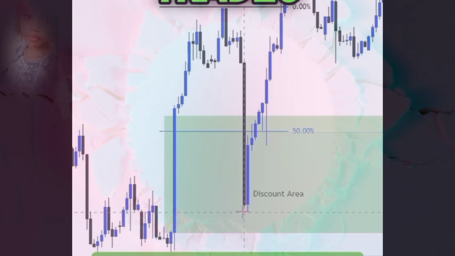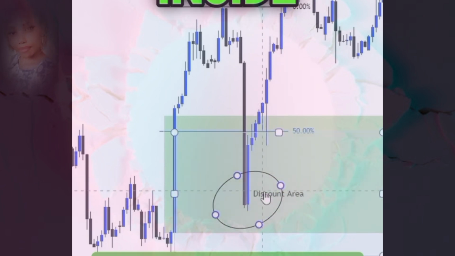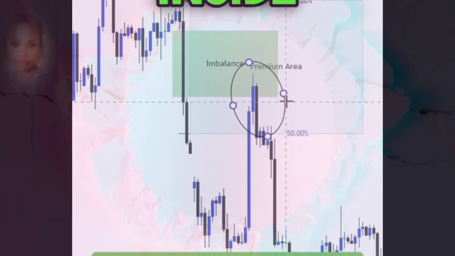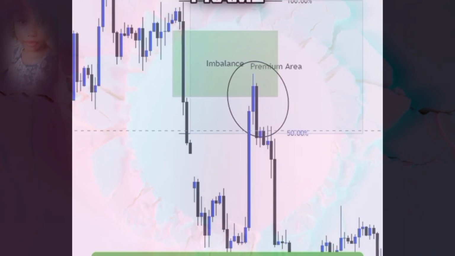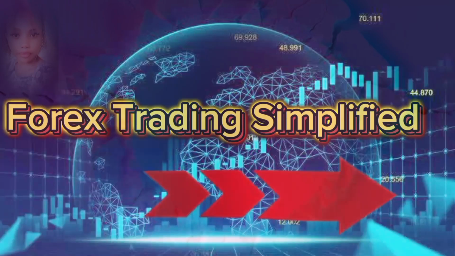You can either take trades straight off this area of imbalance, or you can look for opportunities inside this discount area and inside this premium area on a smaller time frame. Give yourself a little rule that says you are only going to look for areas of imbalance or order blocks inside premium or discount areas, and that will start giving you much higher quality setups.